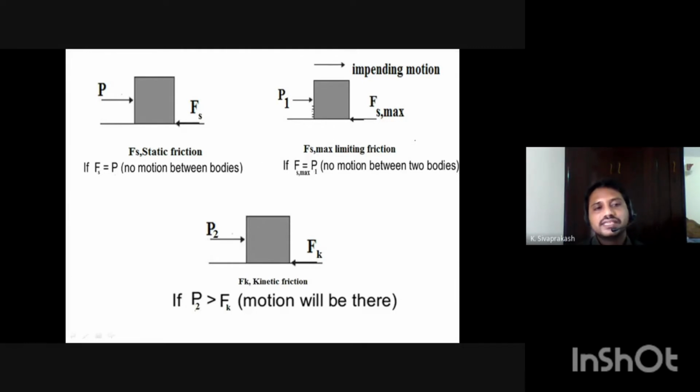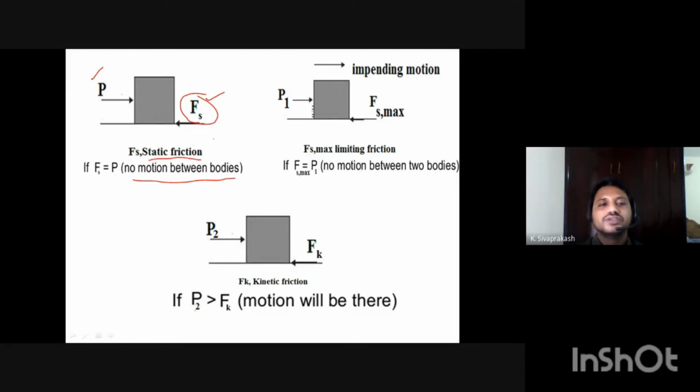In the first example, you are applying the force P on the body. When you are applying the force P on the body, the frictional force which opposes the applied force, the friction force which is developed, is Fs. Fs is the frictional force which opposes the external force P. But in that case there is no motion between the bodies. So that's why the frictional force is called static friction.